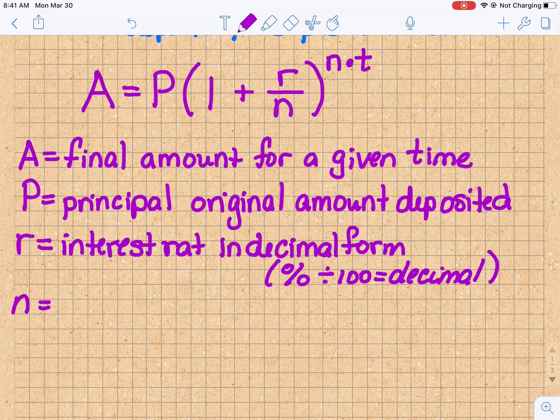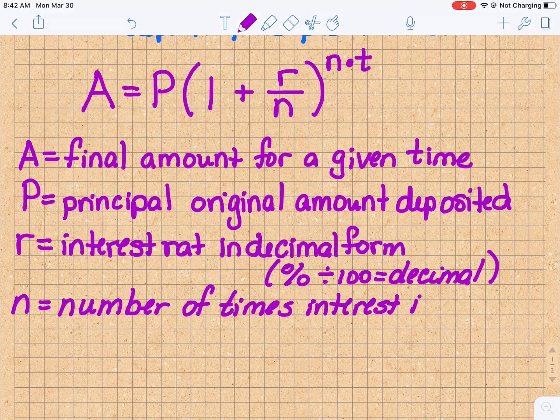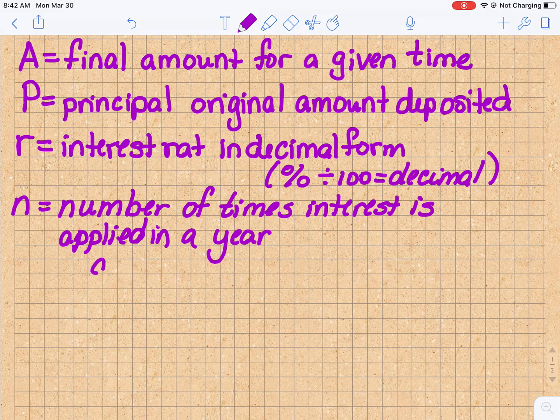N is the different letter you're not used to. This is the number of times interest is applied in a year. And I want to give you some words to look for so you know what number we're talking about. Okay? If we say annually, annually simply means once a year. Okay? So then our N would be 1.